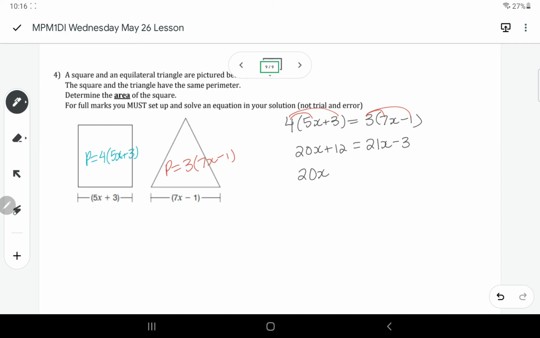So here we've got 20x minus 21x equals, remember that negative stays with my 3, and the 12 was positive, so when it goes over, it's negative 12. So 20 minus 21 is negative 1x equals negative 15. And then here, when we divide, we get x equals 15.